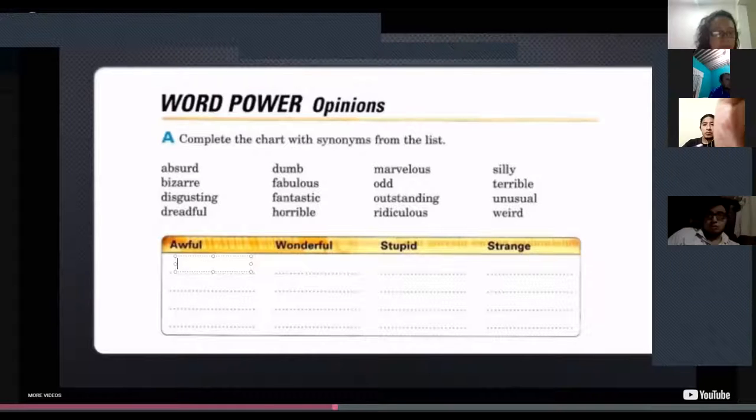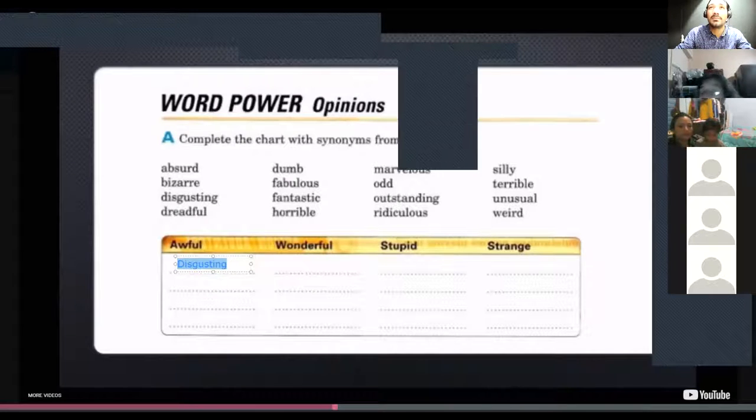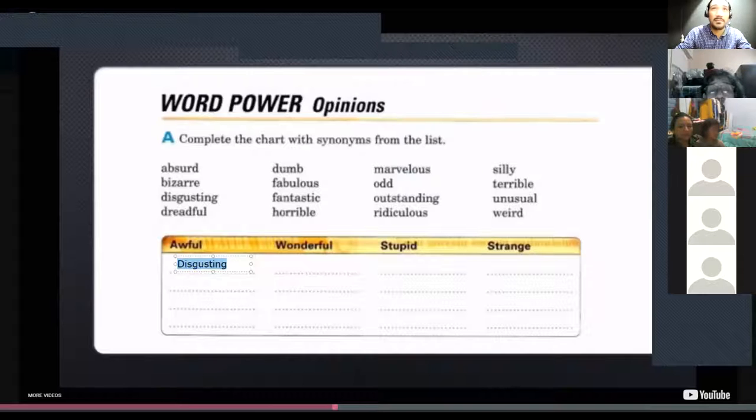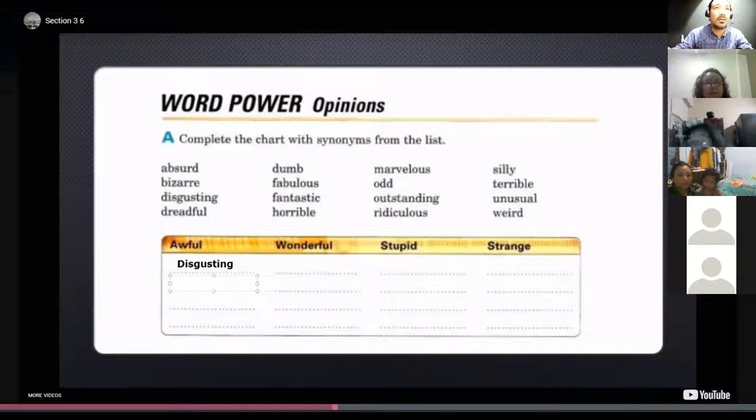Okay, I think we're ready, right? Excellent, Madeline. Okay, so let's go all together. What goes first under awful? Awful, the meaning is disgusting. Disgusting is the first one? Yes. Let me select a different color for this, something stronger. Let's use black, in bold. Okay. Good. Disgusting. What is another synonym for awful? Horrible. Excellent. Horrible. Okay. What else?